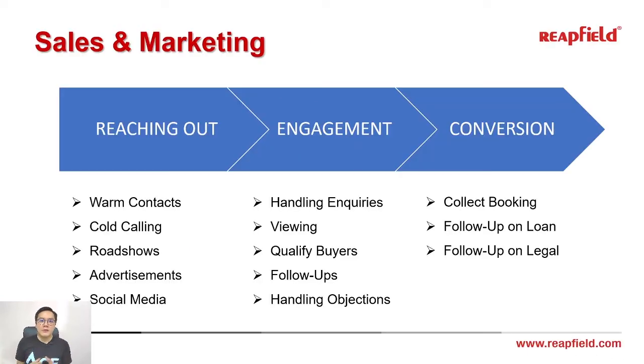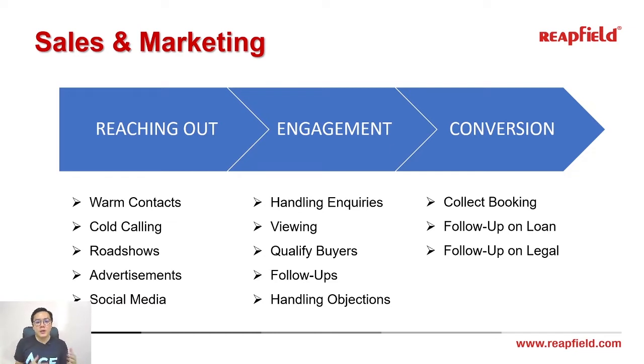For a real estate agent or negotiator, every day the job would be sales and marketing. What we do every day is basically reaching out, engagement, and conversion. What do these three stages mean? Reaching out is, on a daily basis, keeping in contact with your warm contacts, performing cold calling to home sellers or home buyers, carrying out road shows in shopping malls, putting out advertisements in web portals, and creating social media presence.